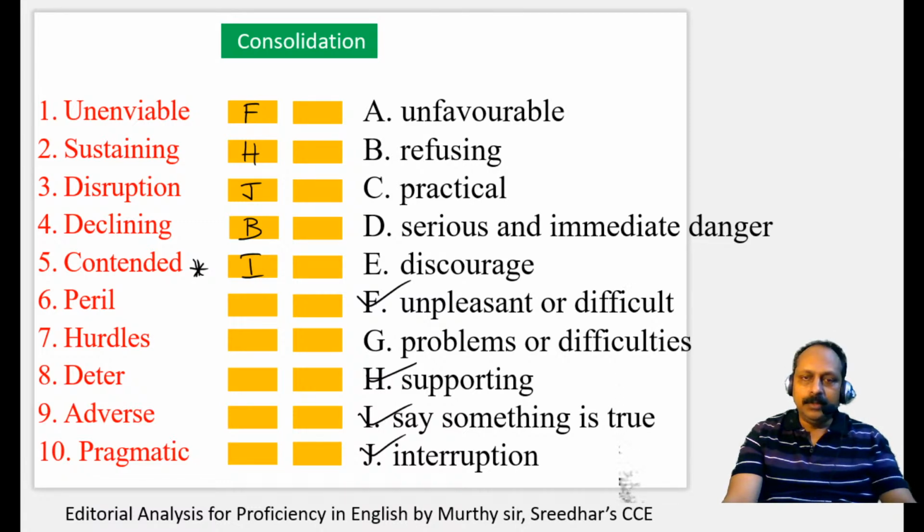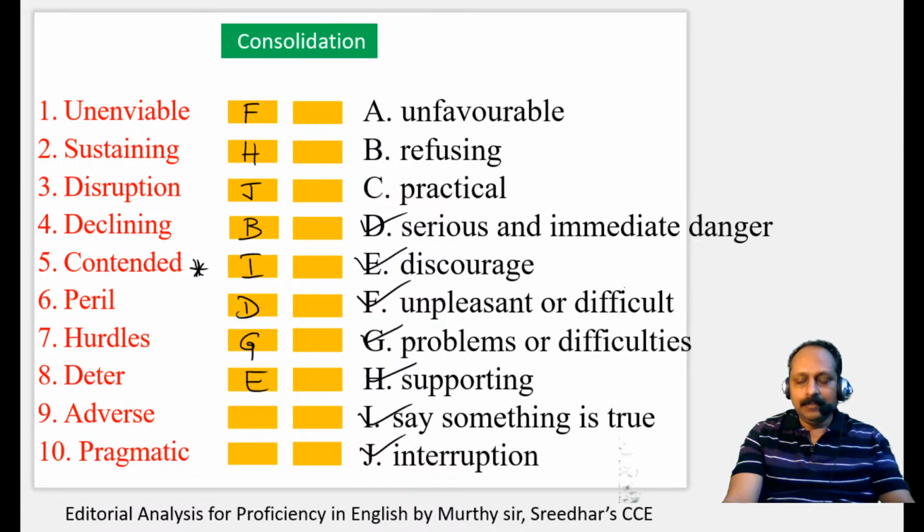Peril. Peril means what? Serious and immediate danger. Hurdles, problems or difficulties. You guys are still with the fourth and fifth. I have gone to the seventh one. 6D, 7. Yes, that's right. So difficult to read the names also. 7, hurdles. Hurdles means what? Problems or difficulties. 7G, deter. Deter means discourage, deterrent, discourage.